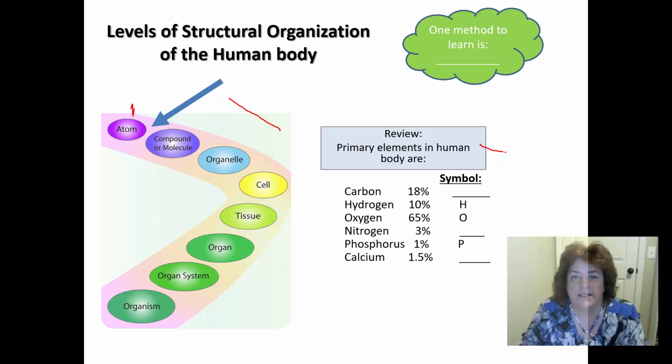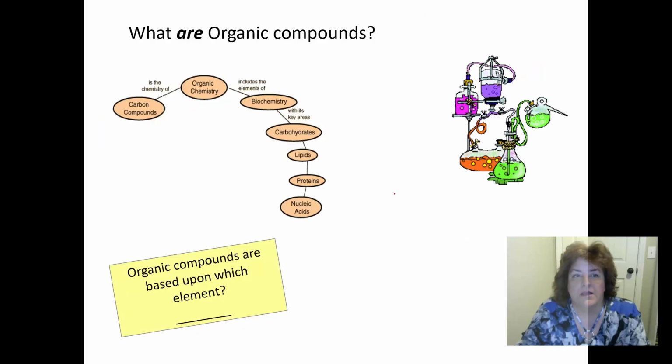So for the human body, these are the elements that are primary for us. You're supposed to be able to tell me the symbols for this first test. Carbon is just a C, nitrogen is just an N, and phosphorus is a P. Calcium, though, is a Ca. Right?